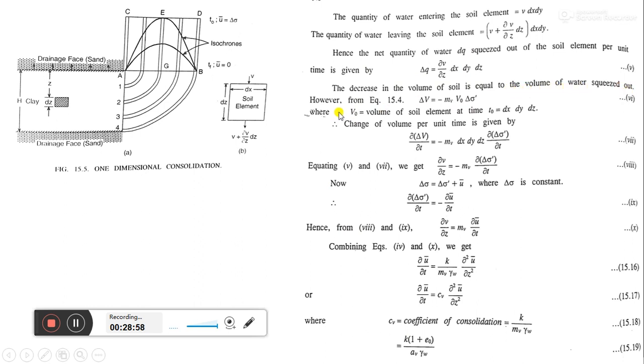However, from equation 15.4, I think I have not given this equation, but if we go further in further classes, we'll get this equation: delta V equals minus mv into V0 into delta sigma dash, that is effective pressure. This is the volume change equation in consolidation, which will come after some classes.